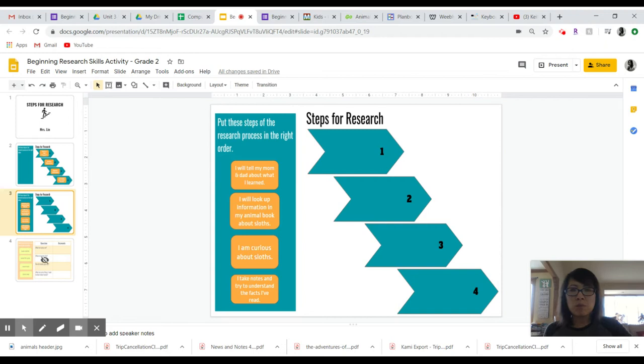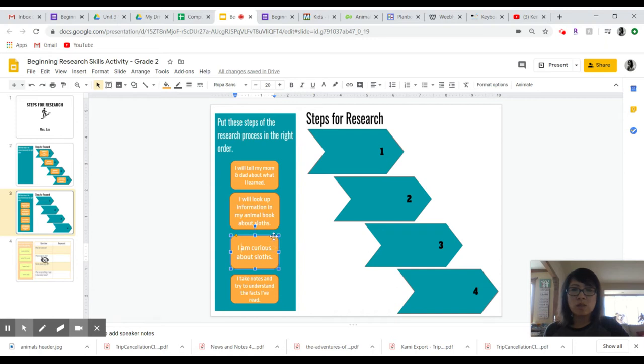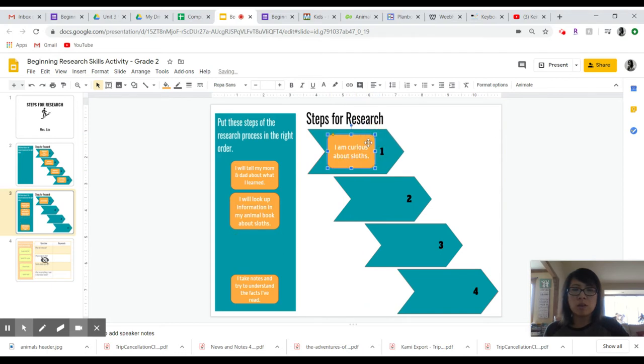So, the four steps of the scenario are in the orange boxes again. So, what do you think the first step is? So, before you can even start researching, what do you think the first thing that needs to happen is? All right. So, if you look through the boxes, I see that there's a box that says, I'm curious about sloths. Okay, that's the deciding on a topic step, right? So, the first step is to choose a topic. And because I'm curious about sloths, that would be my topic. So, that's the first step.